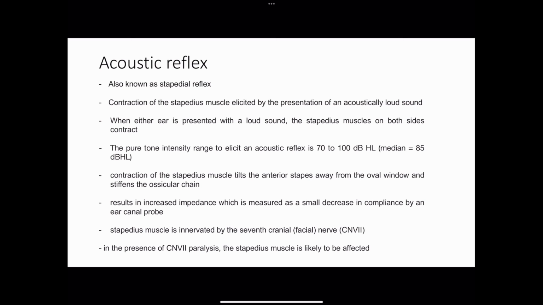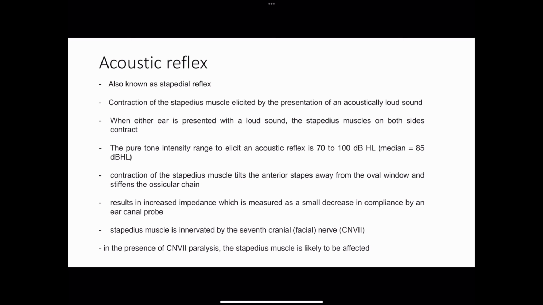Next, I will explain a little bit about the acoustic reflex. It is also known as the stapedial reflex. It is the contraction of the stapedius muscle elicited by the presentation of an acoustically loud sound. So when either ear is presented with a loud sound, the stapedius muscle on both sides will contract. The pure tone intensity range to elicit this reflex is 70 to 100 decibels.